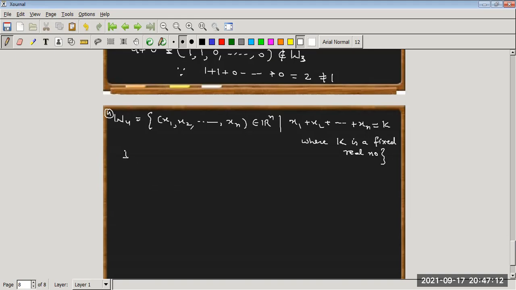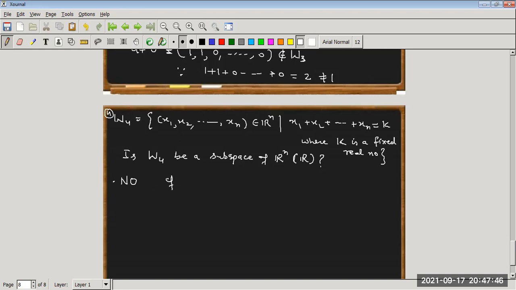So my question is, will W4 be a subspace of Rn over the field of real numbers? The answer is no. But you have to keep in mind why we say the answer is no.